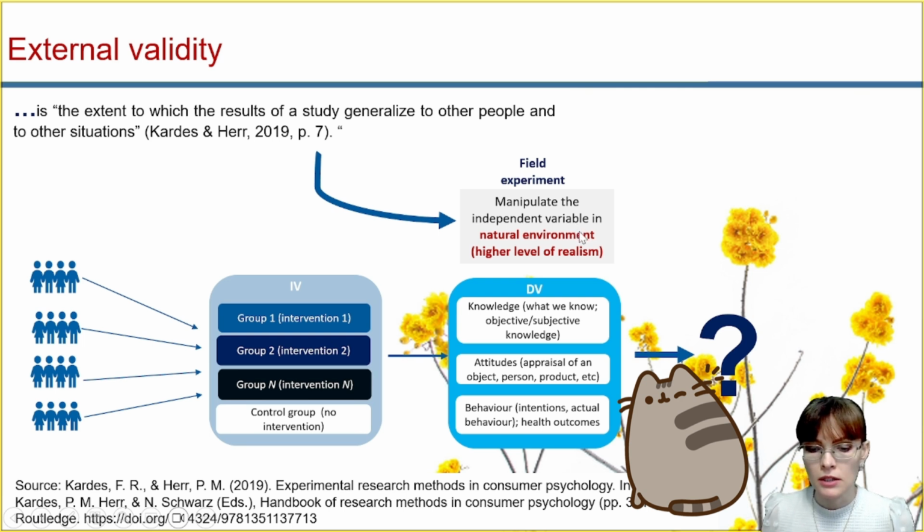Now, external validity is actually much higher when we conduct a field experiment, because a field experiment is a technique where we measure the dependent variable in a more natural environment. So for you to remember this, try to think of a field experiment as something which happens in a more natural setting. That's why I have those cute yellow flowers for you on the background.